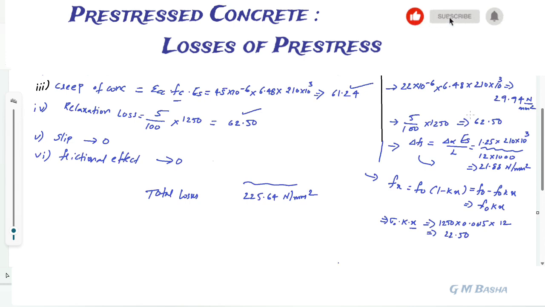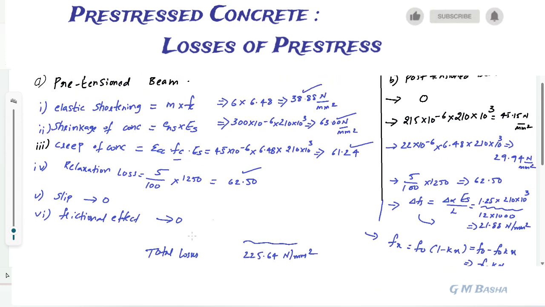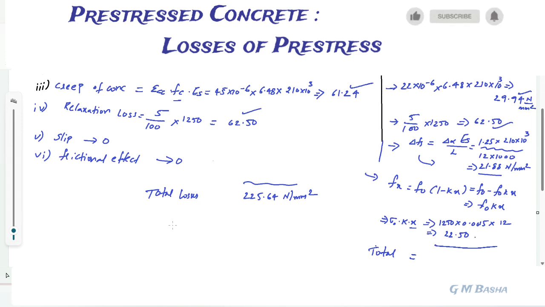For the post-tension beam, you won't get elastic shortening here. Finally, you can add all the values taken from the start. Elastic shortening will be 0 and this one will be 45.15, that is shrinkage. Creep will be 29.94. Relaxation will be 62.54. Slip will be 28.88. And finally one more loss, the frictional effect, will be 22.50. If you add all the values you will get 181.97 Newton per mm square.